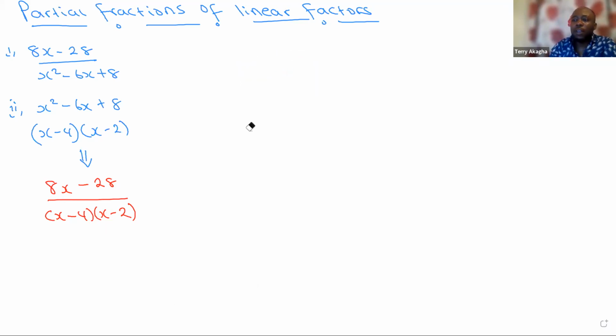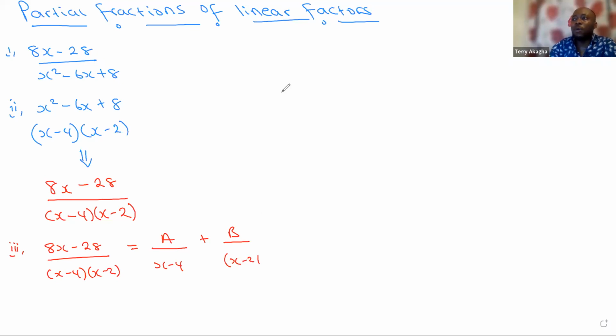So then what is the next step to take? Since we know this is a linear factor, I told you that in step 3, you need to break this down into partial fractions as a component of the linear factors, right? So that means 8x minus 28 divided by x minus 4, x minus 2 will be equal to A, one of the constants over one of the linear factors, plus B over another of the linear factors.